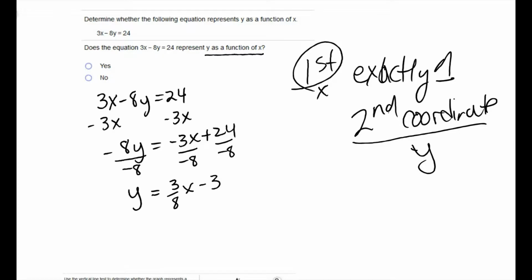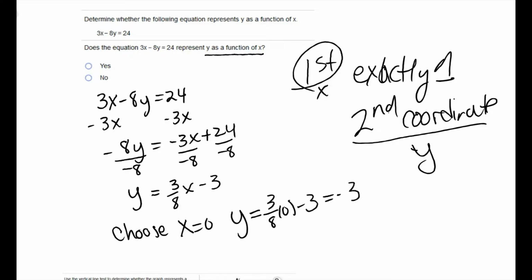And we will see that if we choose a value of x, say choose a value of x like x equals 0, we'll find that y equals 3/8 times 0 minus 3. And then that simplifies to be negative 3. So we chose a value of x, we have a first coordinate, and it's corresponding to exactly one second coordinate. Now we did one example, but it really has to be true for every first coordinate.